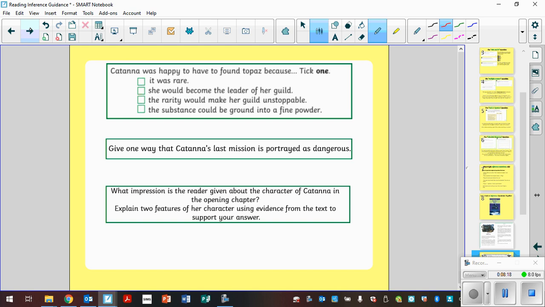What I'd like you to do is pause the video, read the text, think about the question and where you are going to get that evidence from. What we've done in the past is underline where you're getting that evidence for your answer, and that will be a really good starting point to help you answer them. So have a go at that, pause the video, and when you feel like you've had a good go, unpause the video, and I'll go through how I answered those questions.